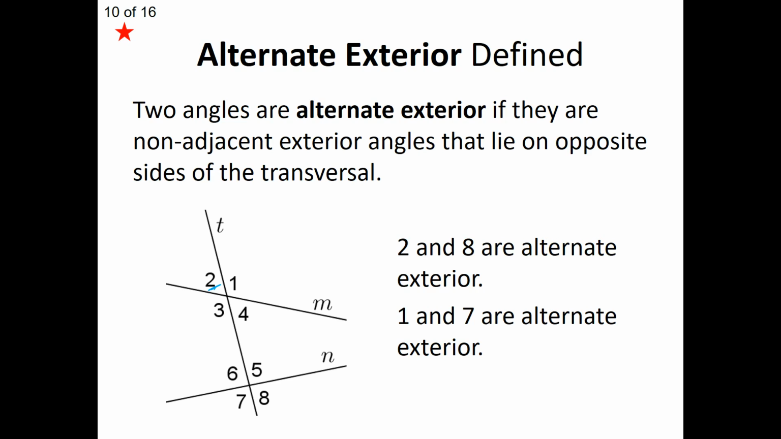If I were to pick, let's say, angle 2, that's my exterior angle there. What would be its alternate exterior? Well, I need an angle on the opposite side, which leaves me with angle 1 and angle 8, and it has to be non-adjacent, which means angle 1's out, so angle 8 would be its pair. So angle 2 and angle 8 are a pair of alternate exterior angles, and then angle 7 and angle 1 would be a pair of alternate exterior angles.